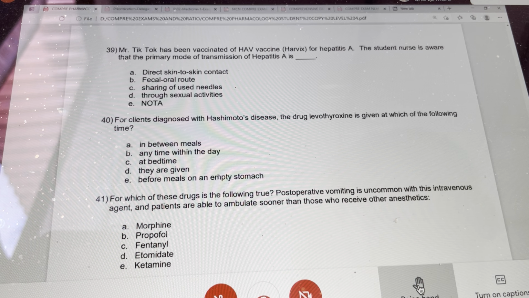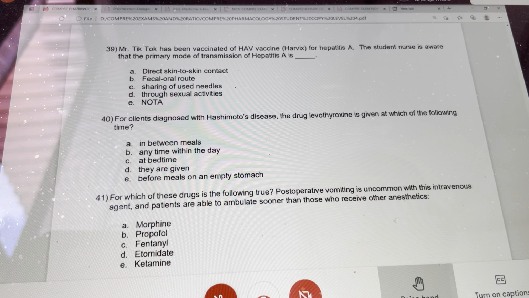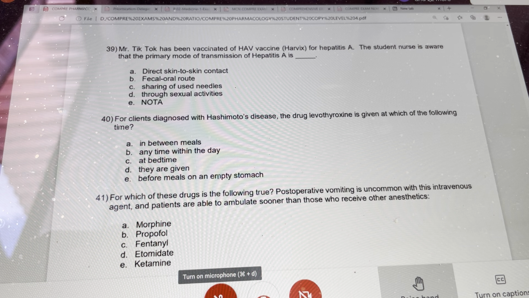Next, number 39. Mr. TikTok has been vaccinated with the HAV vaccine, Havrix, for hepatitis A. The student nurse is aware that the primary mode of transmission for Hep A is skin-to-skin contact. No. Fecal-oral route is the correct answer. Sharing of used needles and sexual activities do not transmit the hepatitis A virus. So direct skin contact, sharing of used needles, and sexual activities are not for hepatitis A. It's letter B, fecal-oral route.